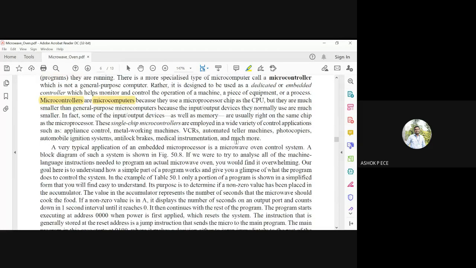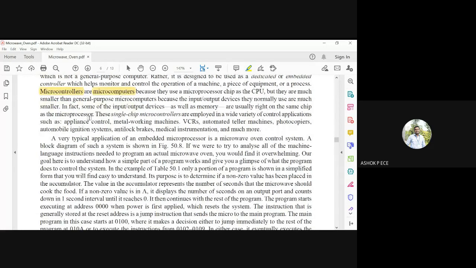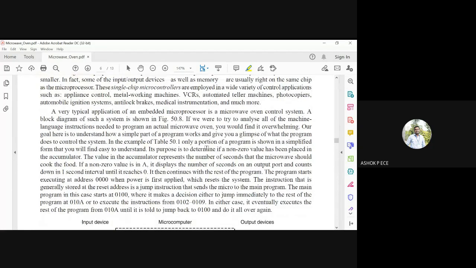They are used in a wide variety of control applications, such as appliance control, metalworking machines, VCRs, automated teller machines, photocopiers, automobile ignition systems, anti-lock brakes, medical instrumentation, and many more. So such a microcontroller is going to be used in a microwave oven control system.